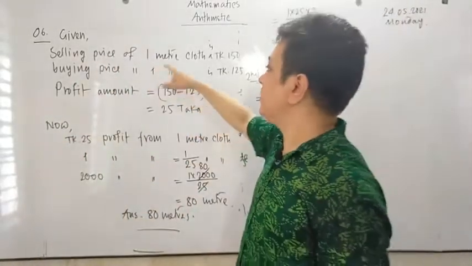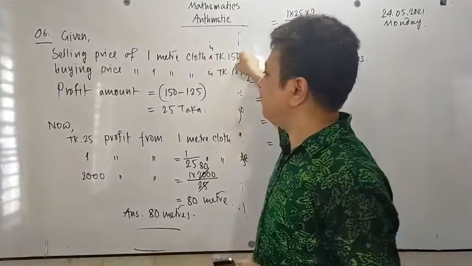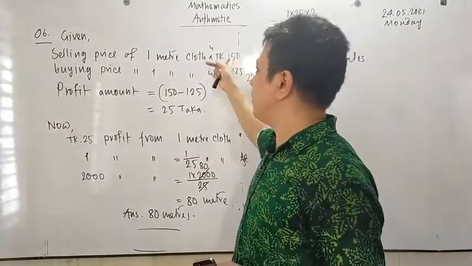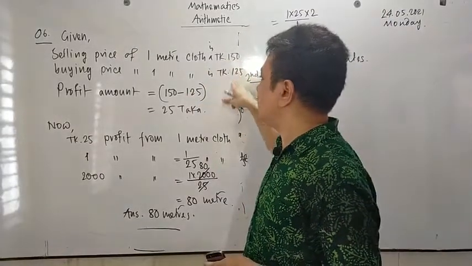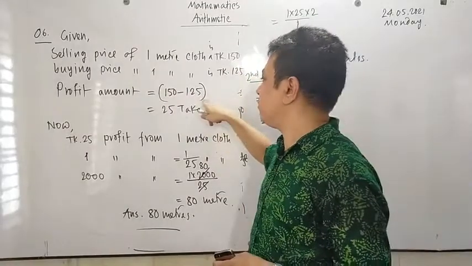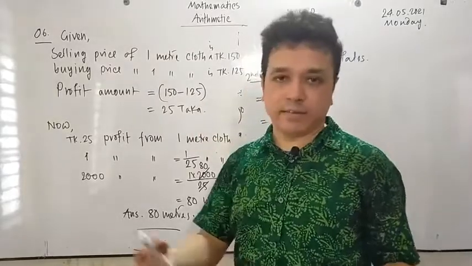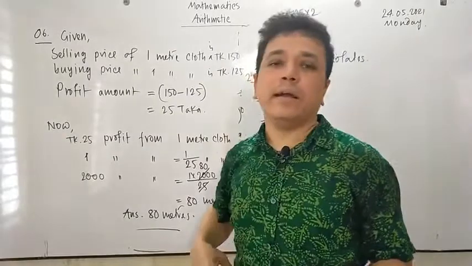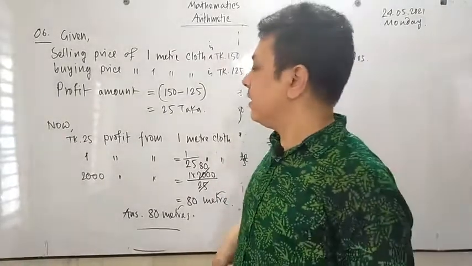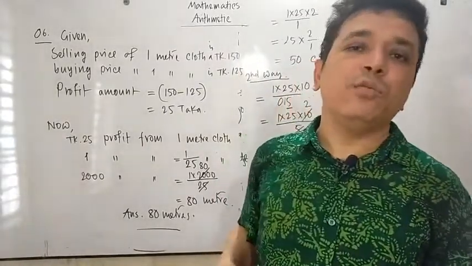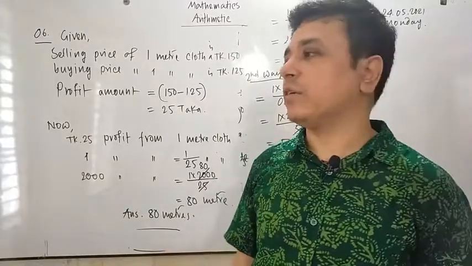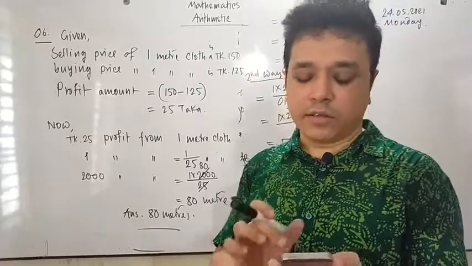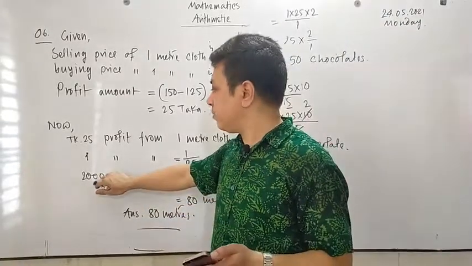So look at that here: selling price 150 taka, buying price 125 taka. So easily we can see here 25 taka is profit. So 150 minus 125 is 25 taka. He made a profit of 25 taka, and in the question it is given, if he wants to make a profit of 2000, how many meters of cloth has he bought? That is the question. So 2000 is the number given in the question.